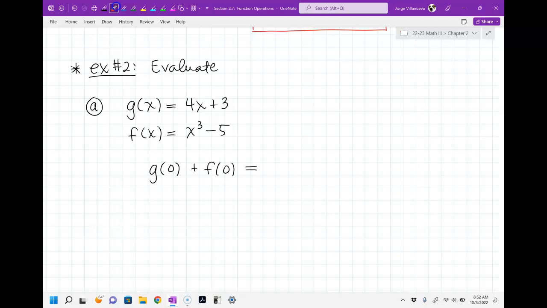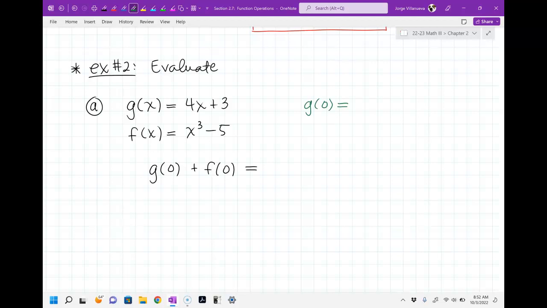Now, there are some people that will say, okay, if they want me to do g of 0 plus f of 0, what I'm going to do is I'm going to do g of x plus f of x first, and then I'll plug in the 0. Sometimes that's harder to do. So what I always tell people is, look, work out g of 0, work out f of 0, and then add them together. So this is my recommendation.